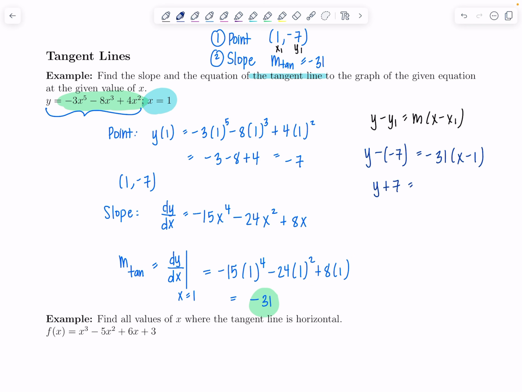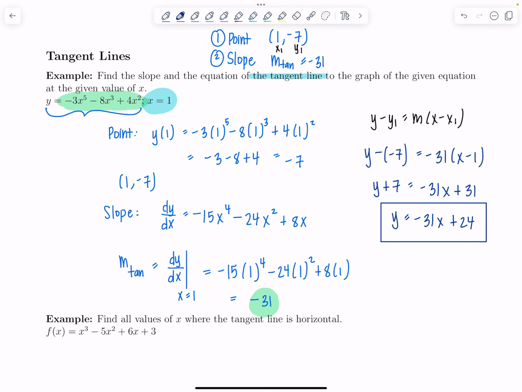So this is y plus 7 equals negative 31x plus 31. Always put it in y equals mx plus b form unless instructed otherwise. So y equals negative 31x plus 24. Okay, beautiful. How was that? This is a question you're going to be asked often. So remember, slope and equation of the tangent line: take the derivative, plug in the given value of x.